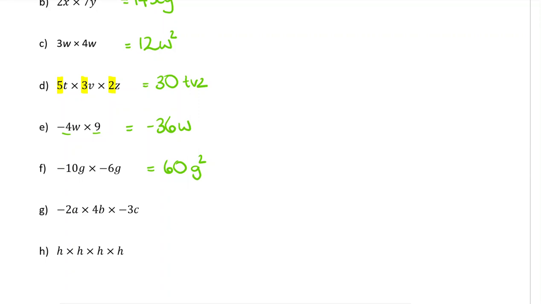Question g. Minus 2 times 4 times a times minus 3. Now what you could do is you could deal with the minus signs first. If there's two minus signs, those two minus signs are going to become a plus. Then we just have to worry about multiplying numbers. So we go 4 times 2, which is 8, and 8 times the 3 makes 24. The a, b, and c sit in alphabetical order at the end.